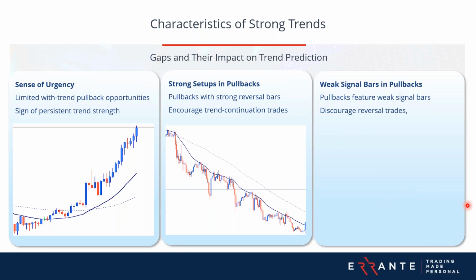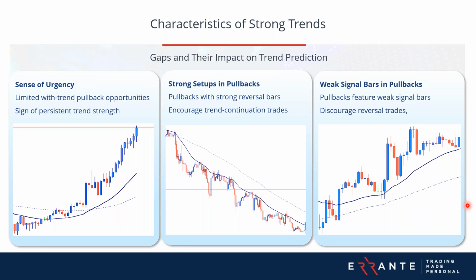And another characteristic of a very strong trend is the appearance of weak signal bars during pullbacks. And these bars, while making pullbacks less attractive for reversal trades, serve as a potent indicator of the trend's strength and duration. For traders, weak signal bars in pullbacks suggest that the trend is far from over, advising against betting on a reversal and instead preparing for continued trend momentum.